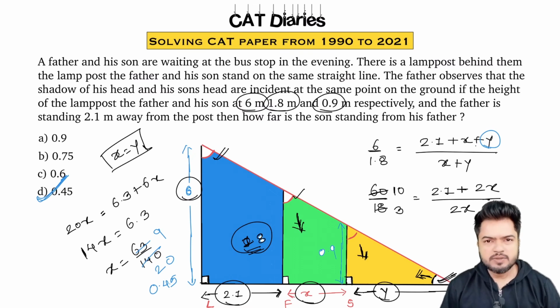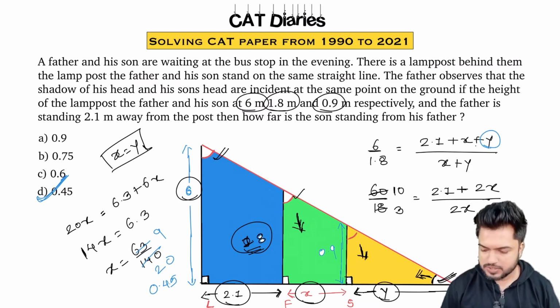So quite a simple question. It is just that you need to know which two triangles are similar. So as soon as you see this, it can be solved in a minute. In an exam you have to solve this in 45 seconds. So all that you will understand, these two are similar. So this angle, you know it. So 1.8 upon 0.9 will be equal to x plus y upon x.